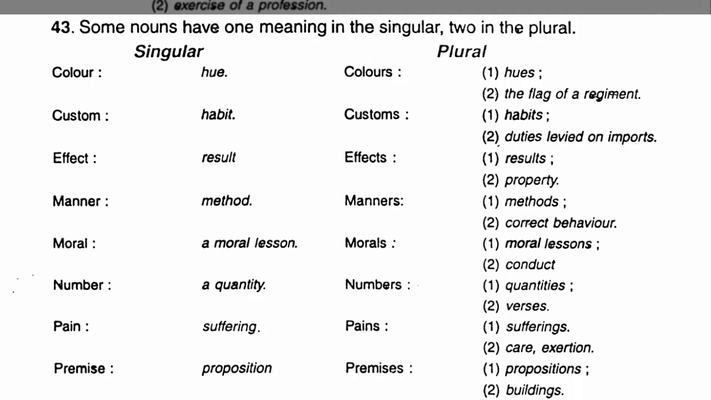Some nouns have one meaning in the singular, two in the plural. Color, hue, colors, hues, the flag of a regiment. Custom, habit, customs, habits, duties levied on imports. Effect, result, effects, results, property. Manner, method, manners, methods, correct behavior. Moral, a moral lesson, morals, moral lessons. Conduct, number, a quantity, numbers, quantities. Verse, pain, suffering, pains, sufferings. Care, exertion, premise, proposition, premises, propositions, buildings.